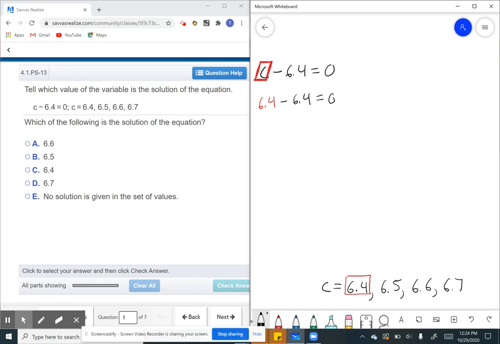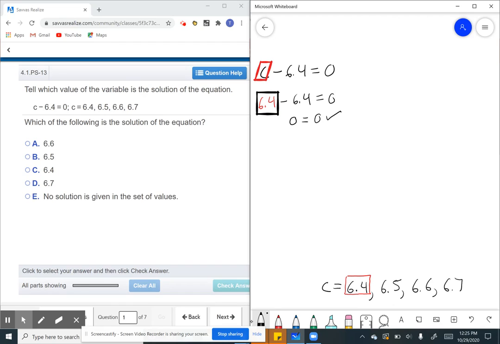Then you want to see if this is true. So 6.4 minus 6.4 does actually equal 0. And so does 0 equal 0? Yes. So what that tells me is this is the solution. So 6.4 is the solution. If that value did not work, then you would say, nope, it doesn't work, and you would go to the next one in the answer.